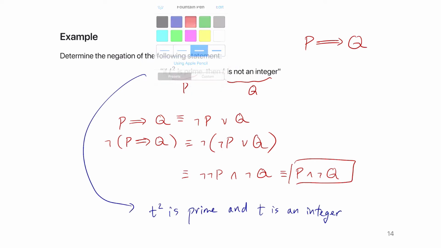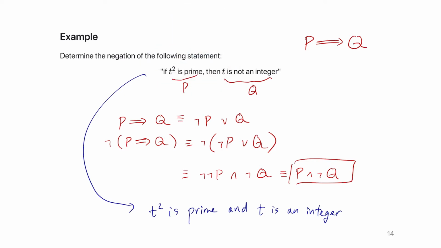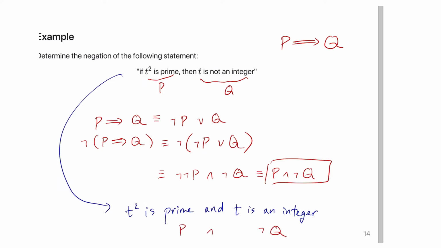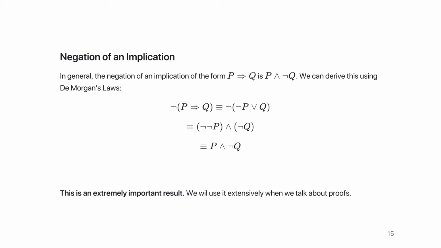Okay? So the negation of the statement, if t squared is prime, then t is not an integer, is t squared is prime and t is an integer. Okay, so this is P and not Q. Is that cool? And this result is very, very important. P and not Q. This is a form that you need to know. Okay, the negation of an implication. Any questions with this?